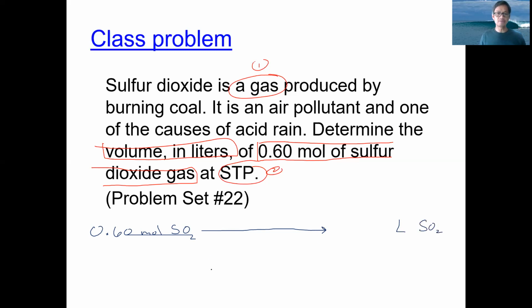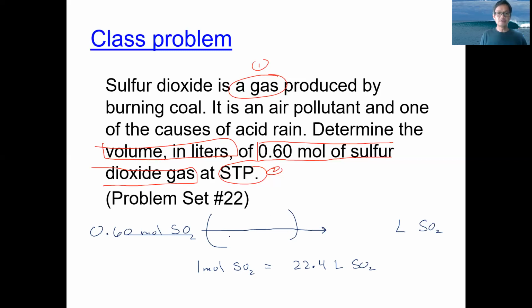Our conversion factor then is going to be, since this is at STP, the molar volume, which tells us that for every 1 mole of sulfur dioxide, that'll occupy 22.4 liters. So that's the volume of that gas. Let's use this conversion factor, plug it in, and get our answer.